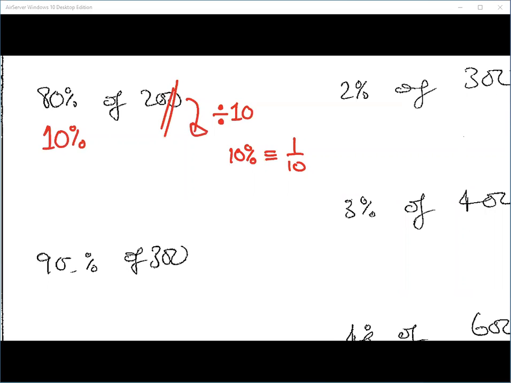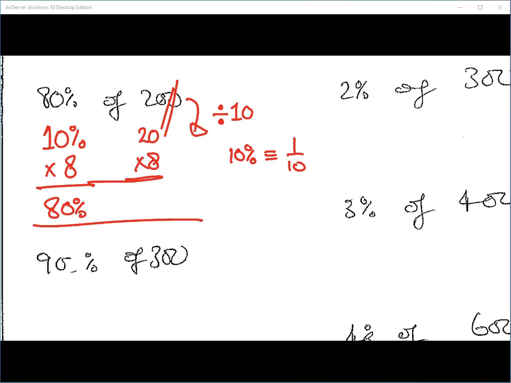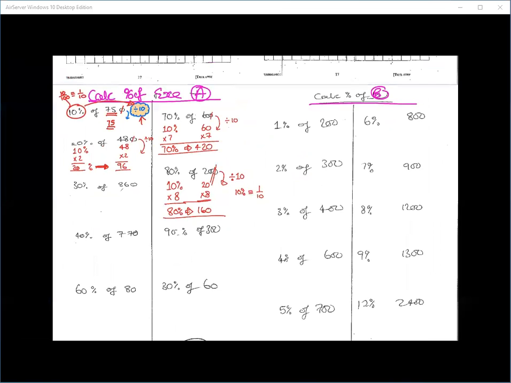So what does that give us? It gives 20. So how do I get from 10% all the way up to 80%? Multiply by 8. So you've got to multiply both of them by 8. And what's 20 times by 8? 160. Fantastic. So those are the 4 questions that we just did.